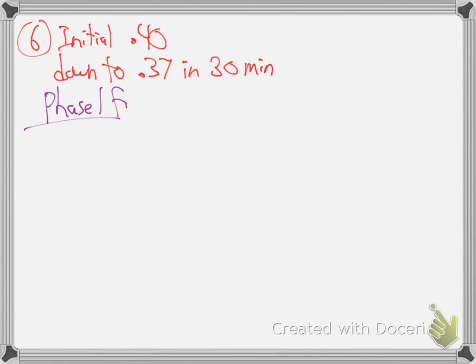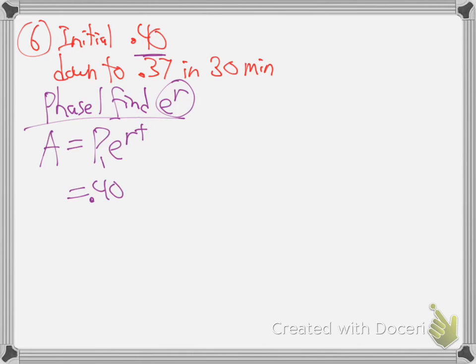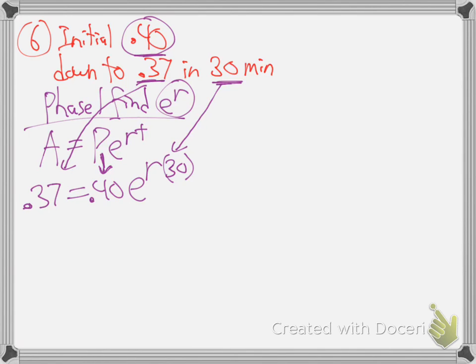Phase 1 is all about finding the e to the r, remember. So we're going to use PERT. The initial amount is 0.40, that's the P. P is the principal amount that you put in the bank at first, or the initial amount of a compound or living insects or bacteria or whatever. Times e to the r. Now, in 30 minutes, so when T is 30, the amount is 0.37. See that? So now we plugged in what they said.